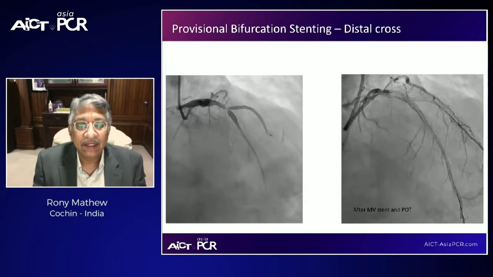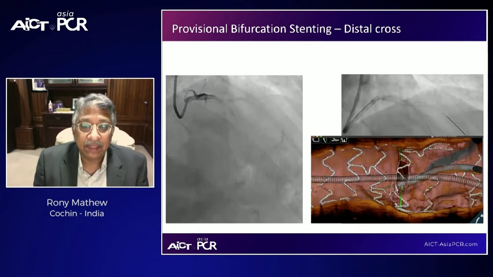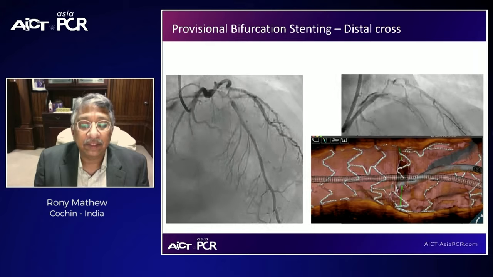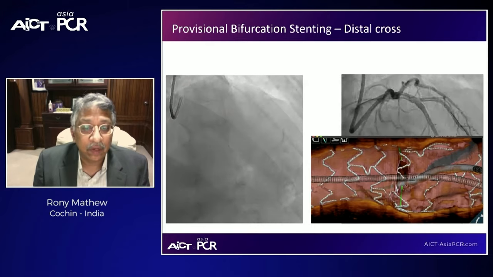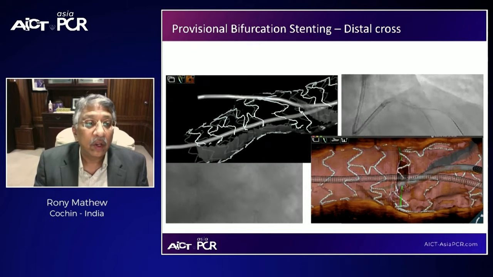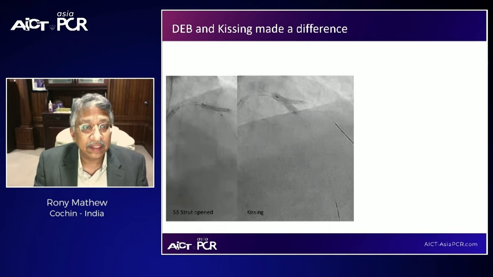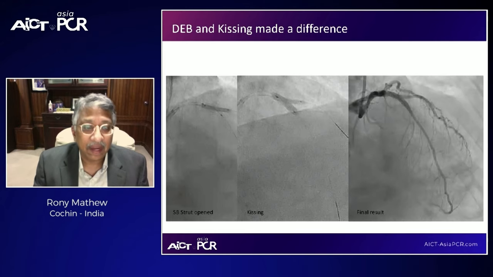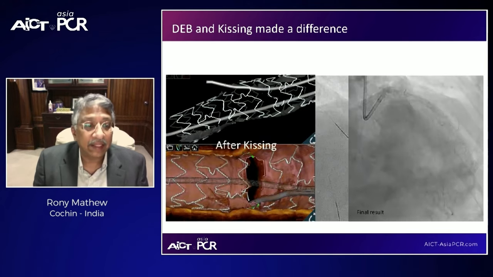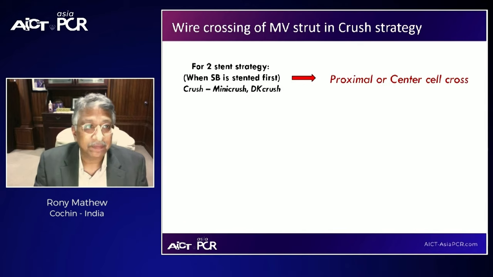We do a main vessel stent and a POT, and you get a decent result. But if you look at this OCT image, you see there's a strut right across the side branch. So we did a distal cross here. You look at the distality, the wire is crossing distal to the stem strut. And that's how it looks. You open it, you kiss it, and that's the final result. On the OCT, it looks like this. The struts have been pushed away. You look at the previous picture, there were struts there. The strut has been pushed away and you get a very nice scaffold onto the side branch.